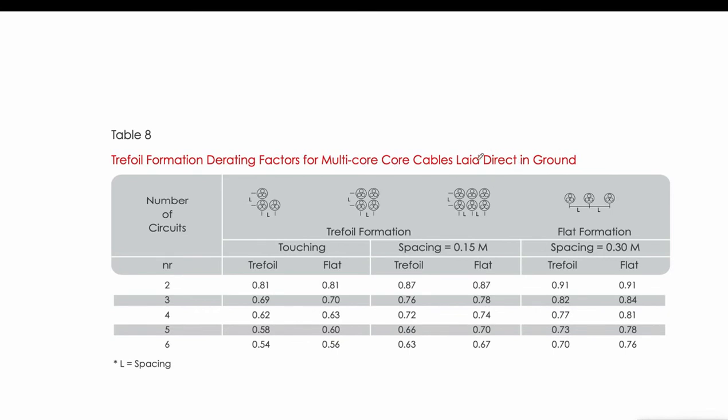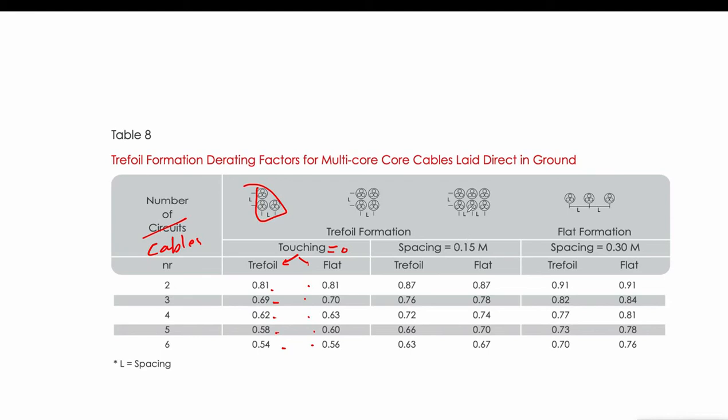ground. For cables installation laid direct in ground, according to type of installation and the number of circuits, where number of circuits equals number of cables, you can replace circuit by cables. So according to the type of installation and the spacing between cables, if spacing equals zero, called touching, cables are touching each other, and according to installation trefoil or flat, you will have different values of the rating factor according to number of circuits.